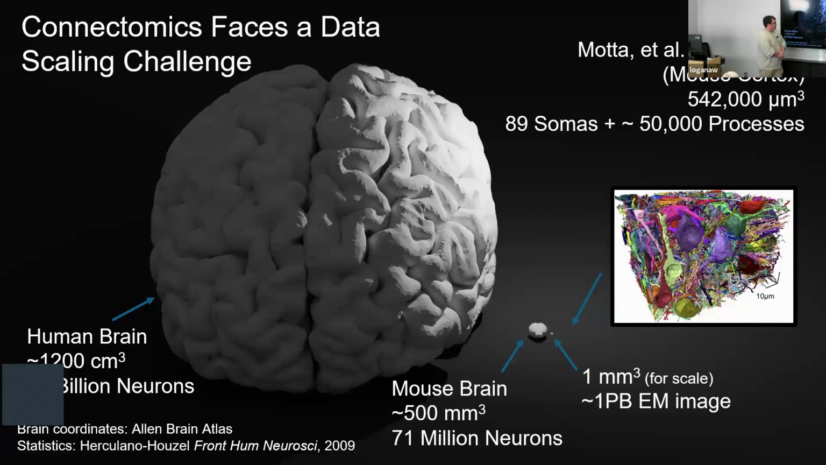To put this into perspective, this 1 millimeter cubed is what I just showed you. Granted, that experiment was of a human brain. So here's a human brain for scale, and here is 1 millimeter cubed, just to give you an idea of the difference in scale that you're trying to bridge. And even a mouse brain is still 500 millimeters cubed. So that's still 500 times larger than what I just showed you, right? And that's quite a challenge.